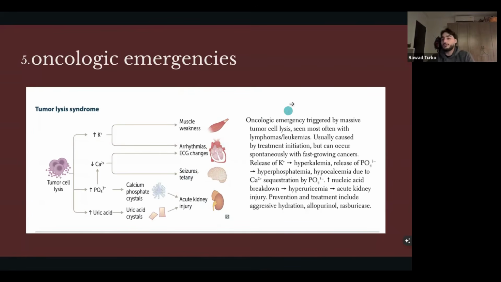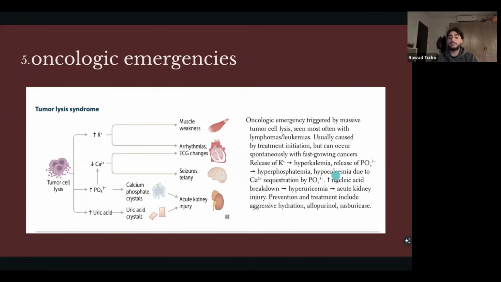Okay, so it's an oncological emergency triggered by massive tumor lysis, cell lysis, seen most often with lymphomas and leukemias. Release of potassium, you're going to get hyperkalemia, release of phosphate, hyperphosphatemia, and hypocalcemia, and high uric acid levels that's going to contribute to your acute kidney injury.